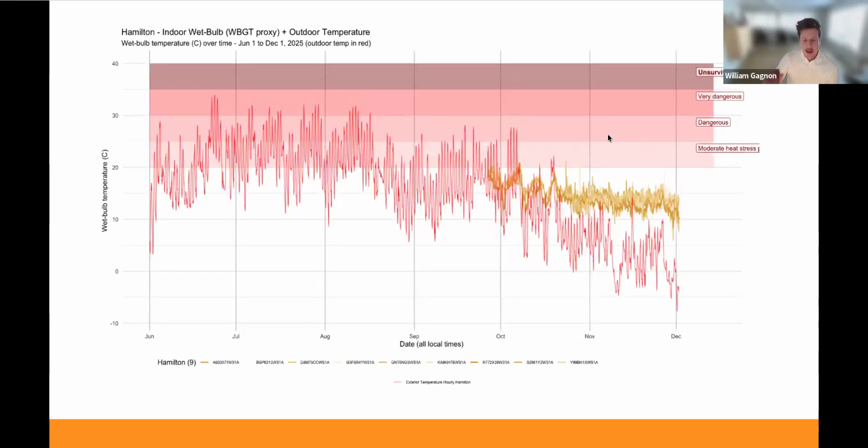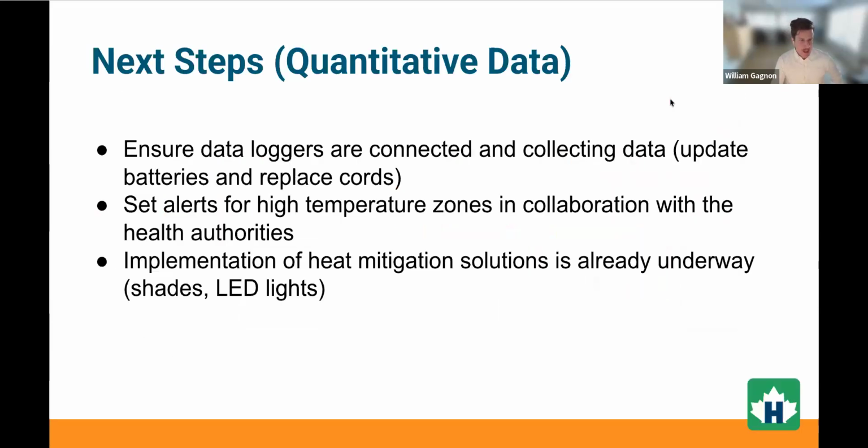Finally, Hamilton. Data collection started late September, so we can't really tell from what we have right now, but some of them are already in the moderate heat stress zone, even in October. So we can imagine that this is going to continue showing some risks in the new year.